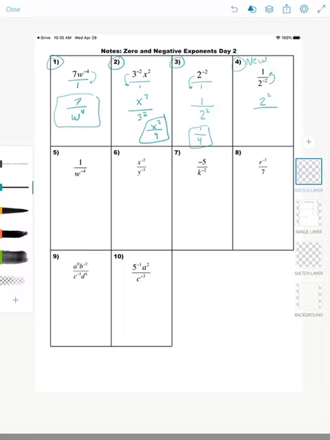So this becomes 2 to the positive 2, and then on the bottom, there's nothing left, so we'll leave that as a 1. Well, 2 squared is 4, and 4 over 1 is really just equal to 4.